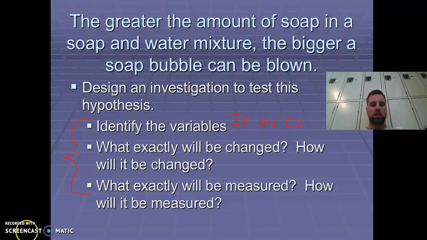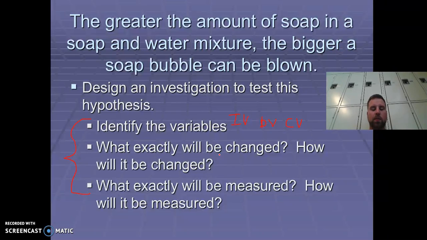If you have questions about this, please see me in class. If not, watch this video again, go through it again, go through more of the examples. Again, IV, independent variables, what changes; DV, dependent variables, what's measured; and the control variable is what stays the same. All right.